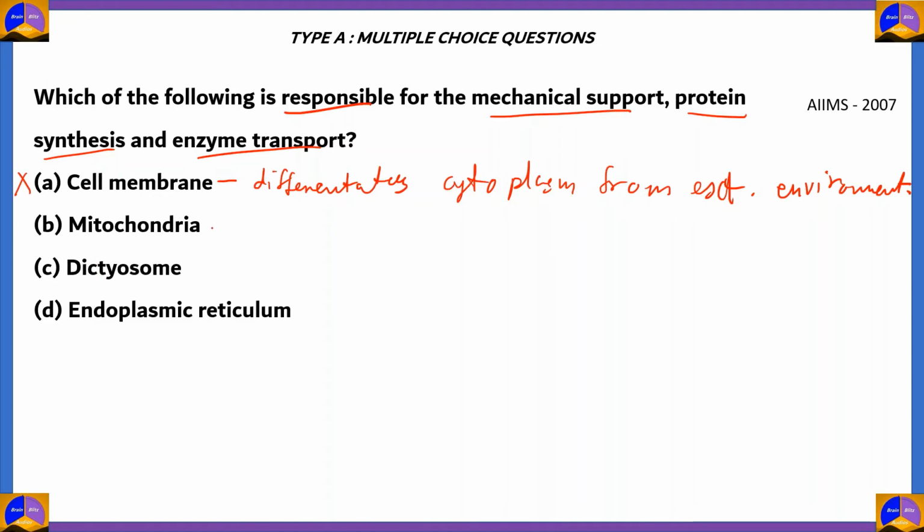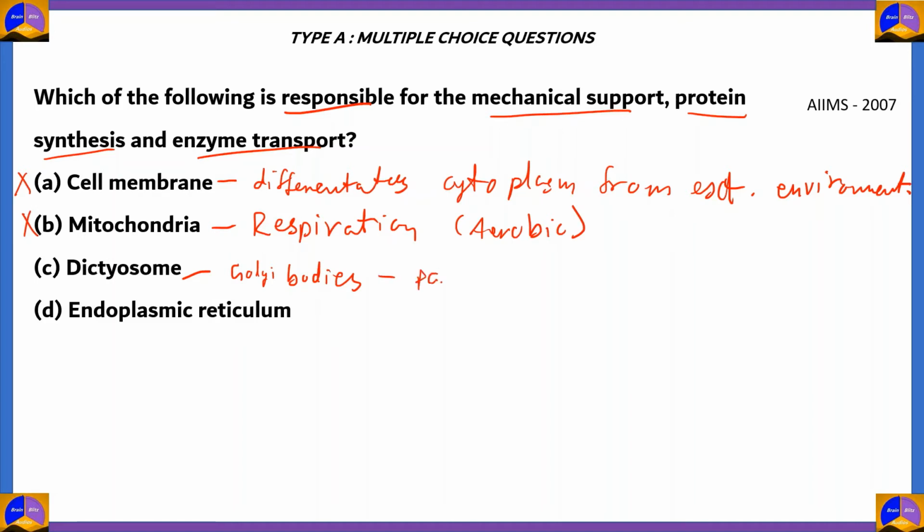What about option B, mitochondria? Mitochondria is for respiration. The function of mitochondria is aerobic respiration and production of adenosine triphosphate, the energy currency of the cell. So option B is incorrect. What about option C, dictyosomes? Well, dictyosomes are another name for Golgi bodies, and the reason why they're named dictyosomes is they're simple and they're found in plants, while Golgi apparatus is found in animals. But either way, they have the same function of packaging lipids.